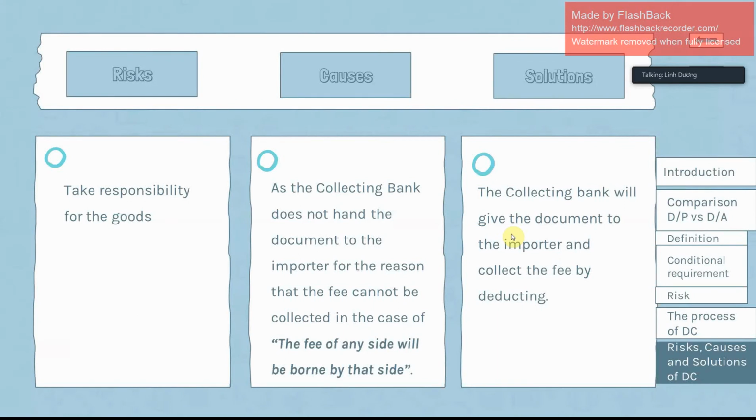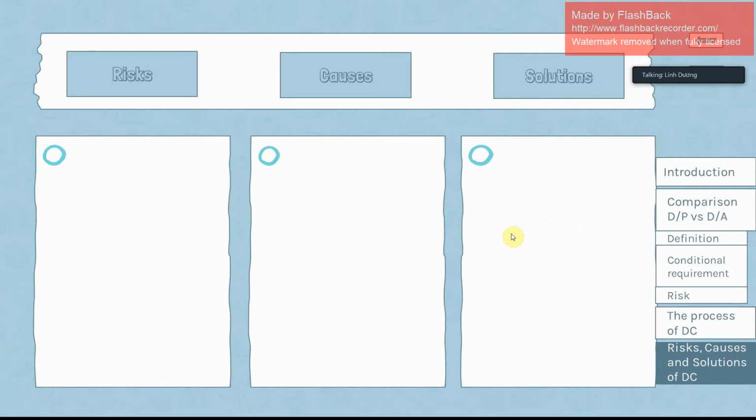And in that case, the collecting bank does not hand the documents to the importer, so they will have to take responsibility for any problems about the goods, because it is against the law: the documents must be released when the importer makes payment. To tackle this, the collecting bank should still give the documents to the importer, even if they don't pay the fees, but the bank can deduct the fees from the amount sent to the remitting bank.